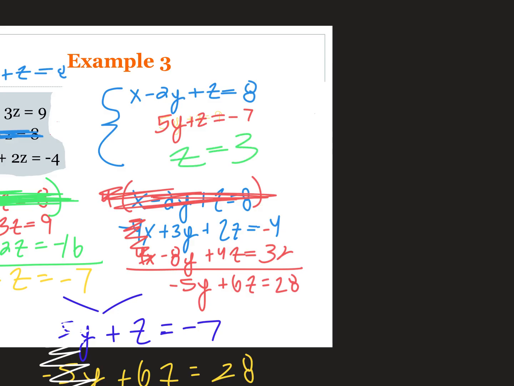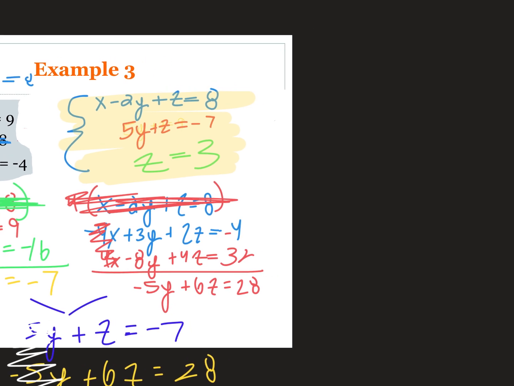So that's step 1. I understand, pain in the butt. That's step 1 though. I got my 3 equations with 3 variables into what's called row echelon form. It's a stair step. I have 3 variables, then 2 variables, then 1. And now I can easily use back substitution to figure out what my ordered triple is.